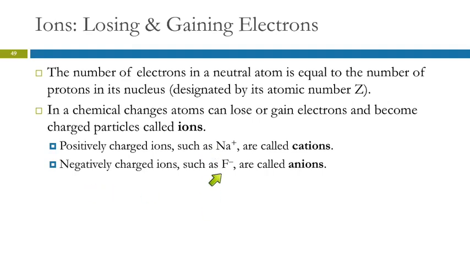Negatively charged ions, an example here is F-. Fluoride is an anion. So anions are negative, cations are positive. If you like cats, this will work for you. I have positive feelings for cats. Cations are positive. If you don't like cats, that's not going to work.